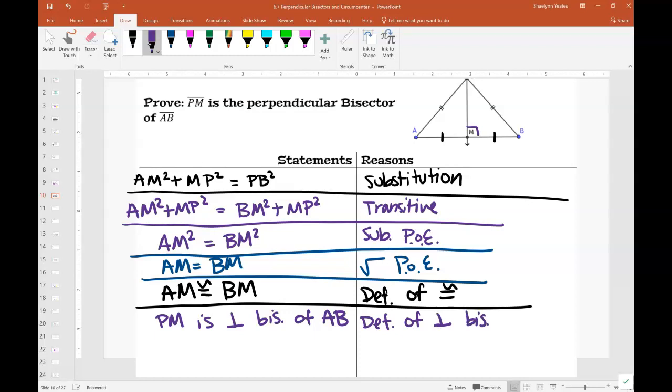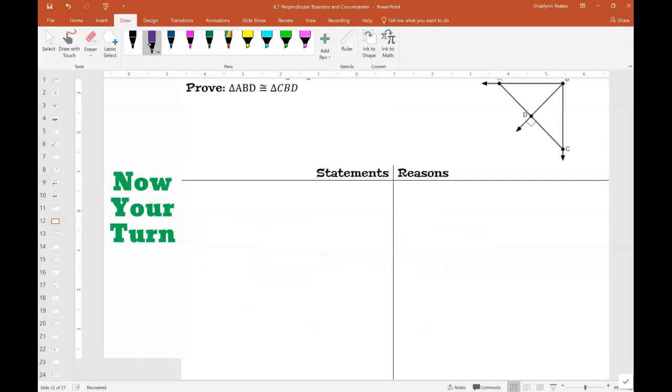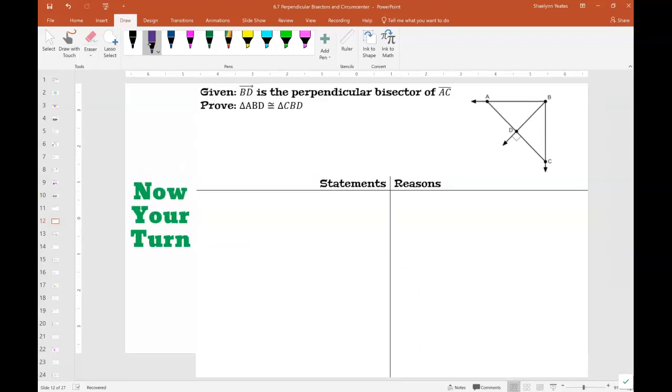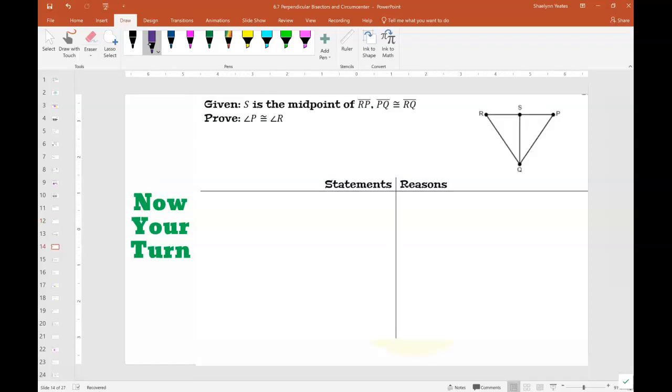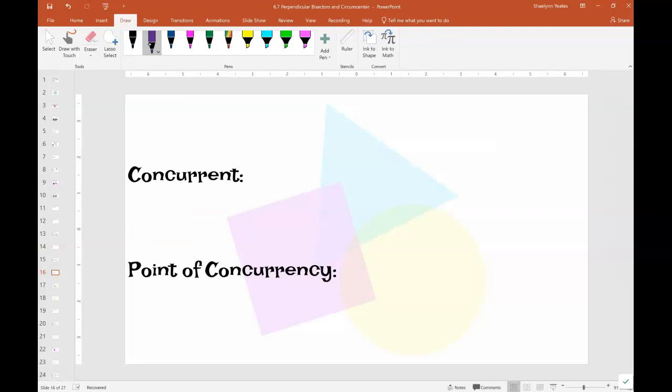All right, well, you guys now get to do this tiny little proof. You're just proving that this triangle here is congruent to this triangle here. Then you guys are going to prove over here that angle P and angle R are congruent. You probably want to prove that the triangles are congruent, and then use CPCTC to find some more. Then we will meet back here talking about the point of congruency.